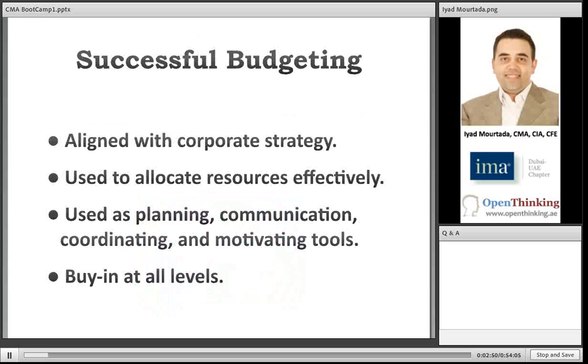Now, to prepare a successful budget, we need to align with corporate strategy, use it to allocate resources effectively, use it as a planning, communication, coordinating, and motivation tool, and get buy-in at all levels. So all the people in the organization should support this: top management, middle management, and employees.